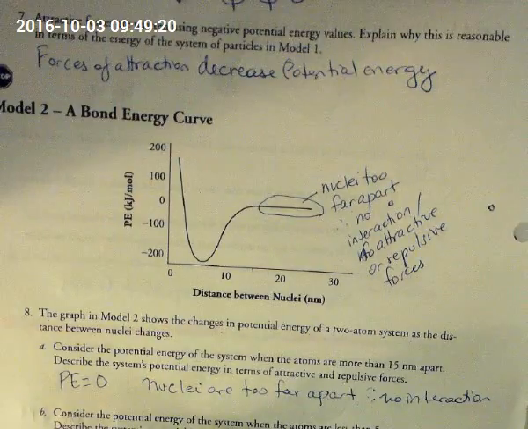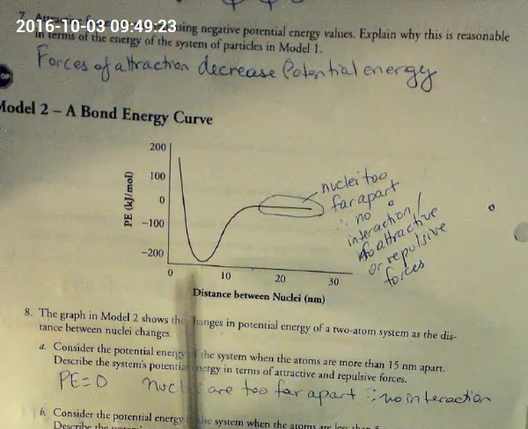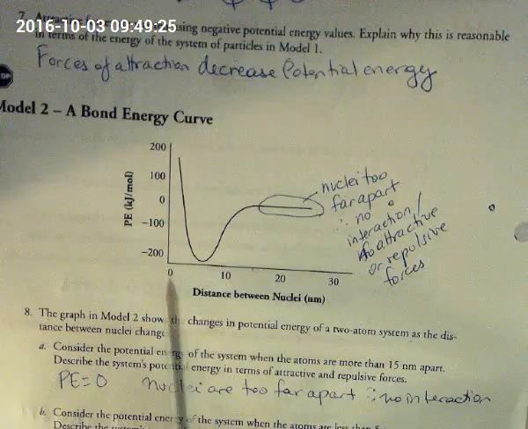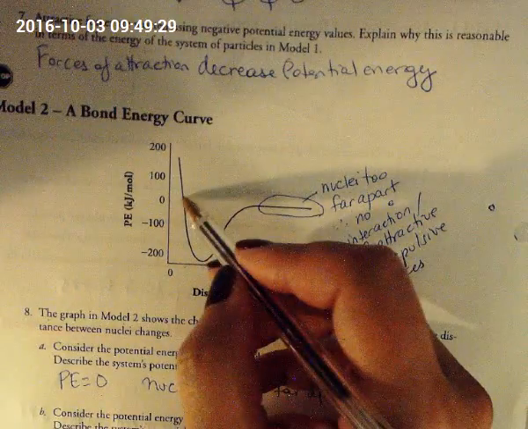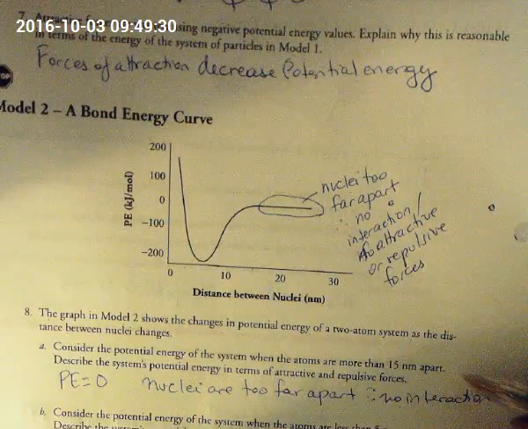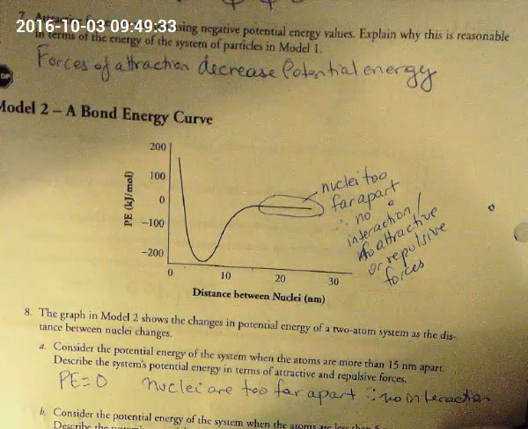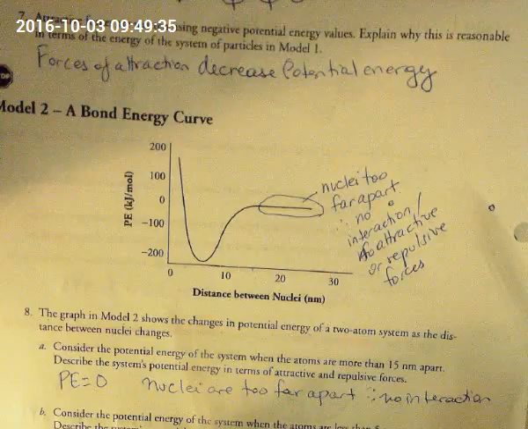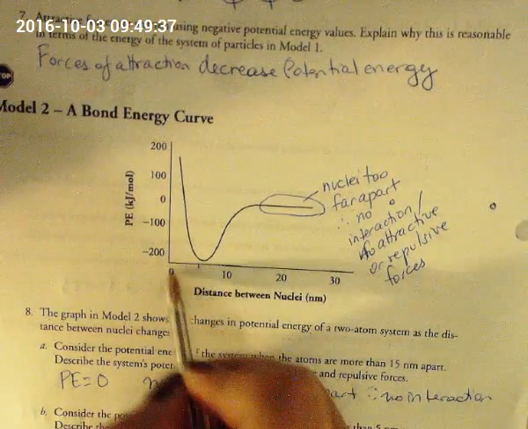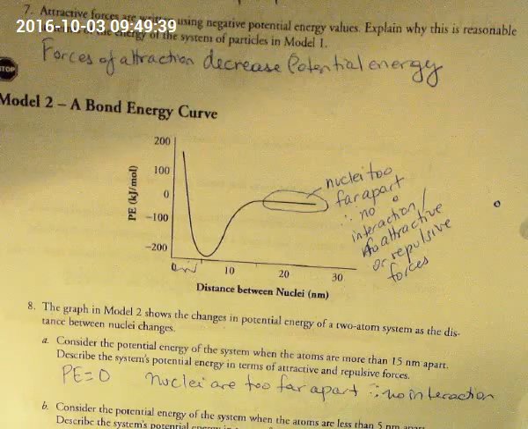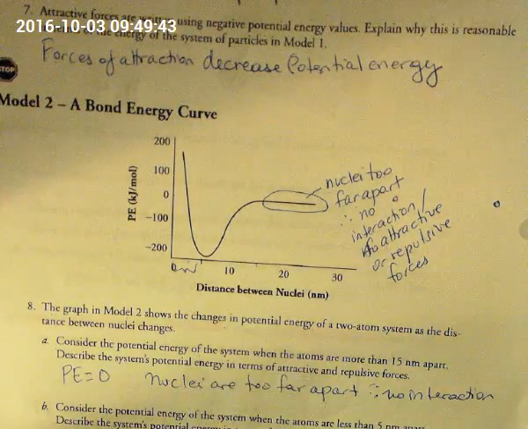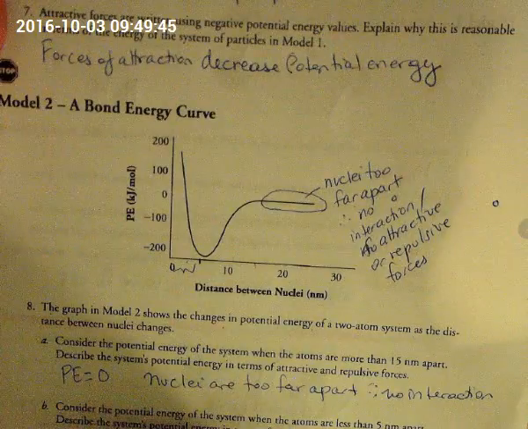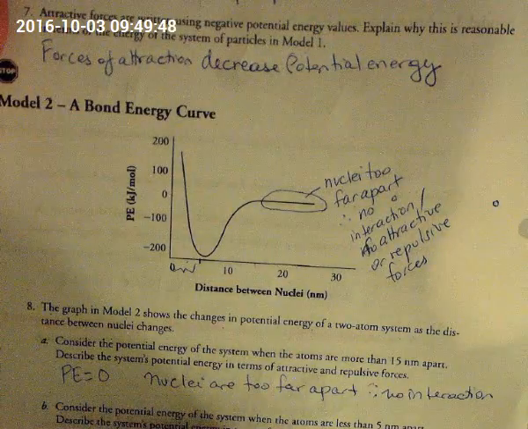Then B says, consider the potential energy of a system when the atoms are less than 5 nanometers apart. Right? Less than 5 would be somewhere in here. Correct. Describe the system's potential energy in terms of attractive and repulsive forces. So less than 5 would be in this region here of the graph. What can we say? Potential energy is decreasing.